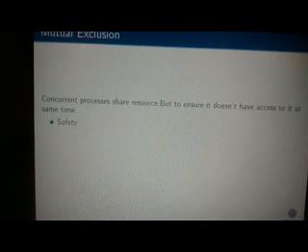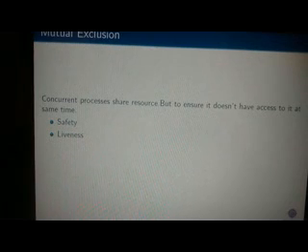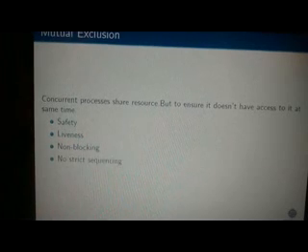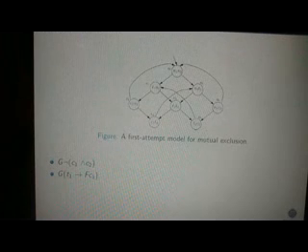Here are two properties, safety and liveness. In safety, only one process is in its critical section at any time. In liveness, whenever any process requests to enter its critical section, it will eventually be permitted to do so. Non-blocking: a process can always request to enter its critical section. No strict sequencing: the processes need not enter their critical sections in strict sequence.